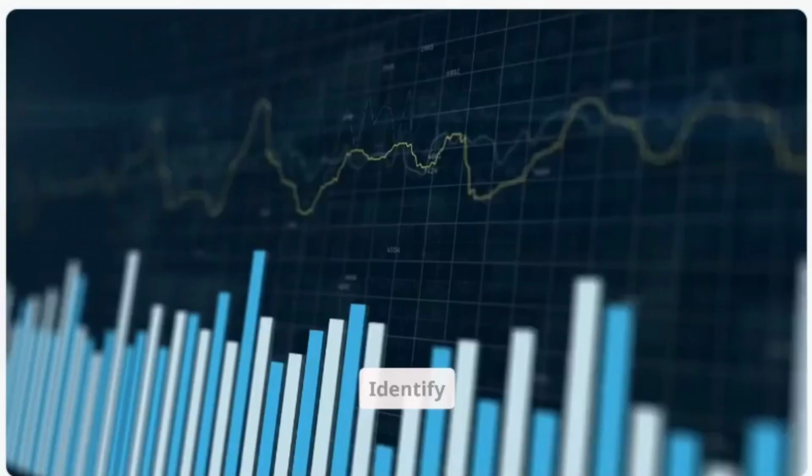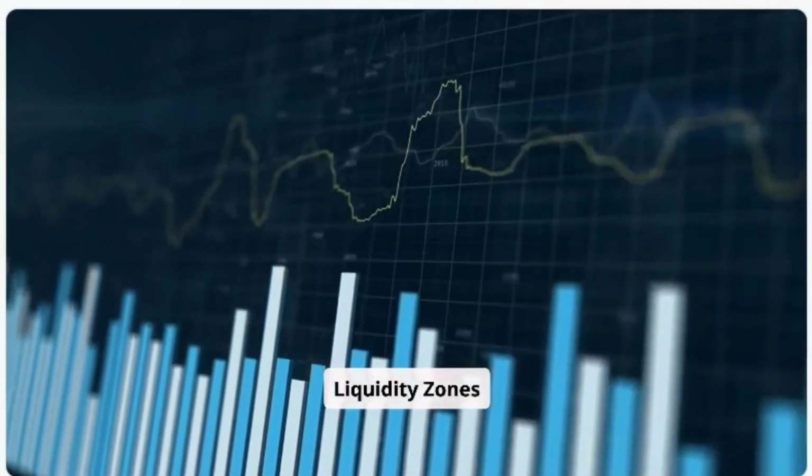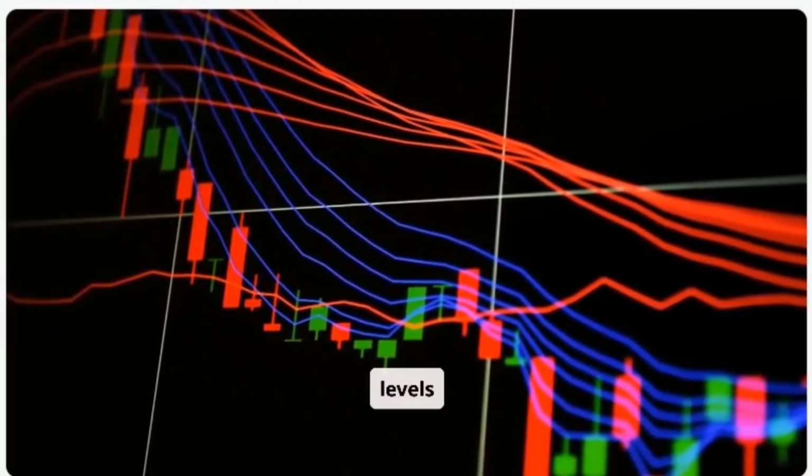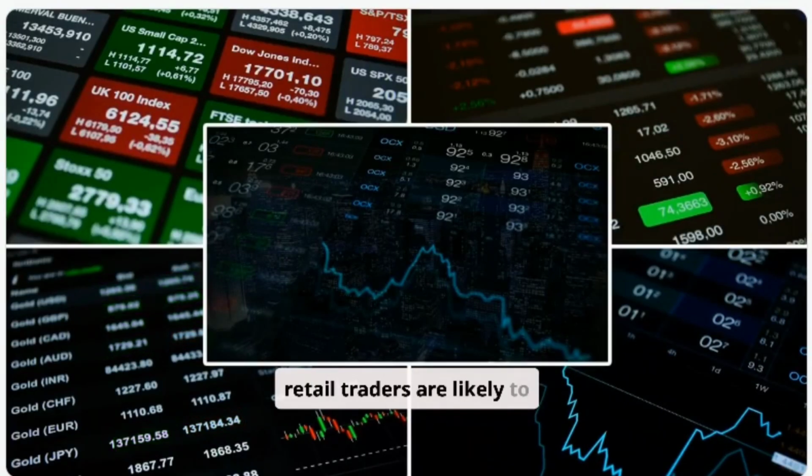Step-by-step setup. 1. Identify liquidity zones. Look for equal highs, lows, trendline touches, or visible support resistance levels. Mark areas where retail traders are likely to place stop losses.